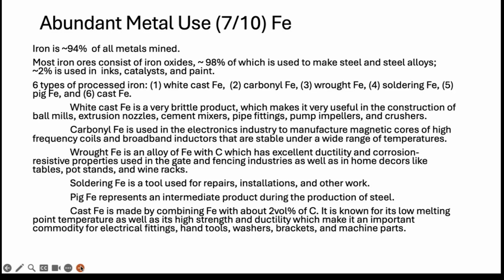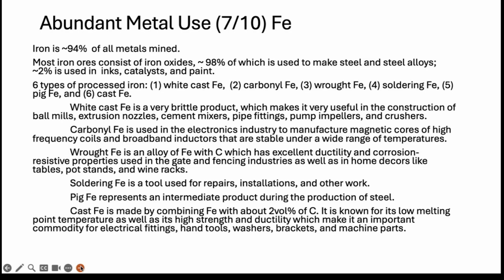So white cast iron is a very brittle product, which makes it useful in constructing ball mills, extrusion nozzles, cement mixers, pipe fittings, pump impellers, and crushers. Don't ask me to explain why anything brittle would be useful for that. Carbonyl iron is used in the electronics industry to manufacture magnetic cores of high frequency coils and broadband inductors that are stable under a wide range of temperatures.